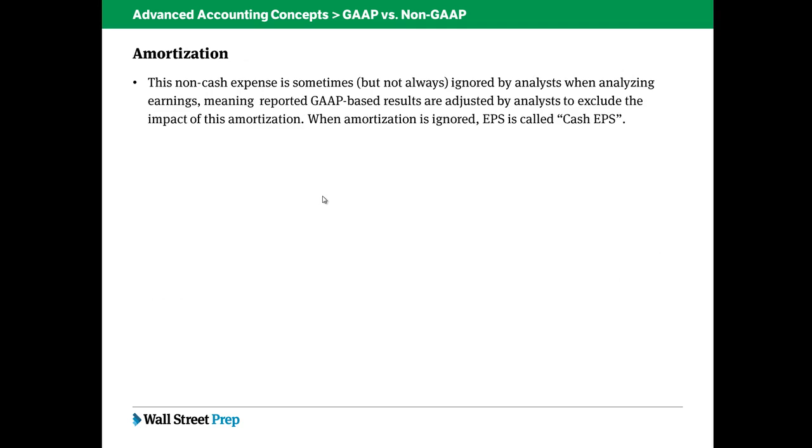Next, we turn to amortization and the treatment by analysts of amortization expense and how it's different from GAAP. So, amortization, as we know, is a non-cash expense, but it is sometimes ignored by analysts when analyzing earnings, meaning that reported GAAP-based results on a company's income statement are adjusted by analysts to exclude the impact of this amortization. And when amortization is ignored, the earnings per share without the amortization expense is often called cash earnings per share.